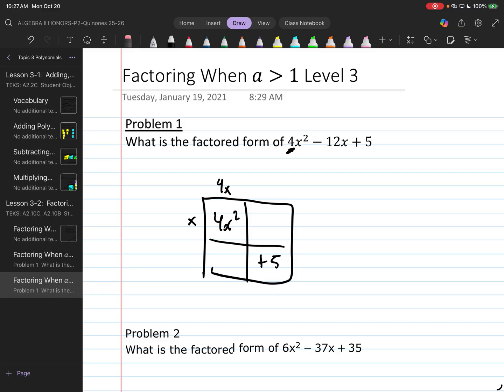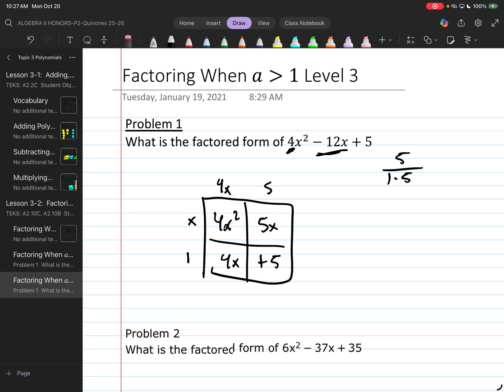What two numbers multiply to give me 5? Sorry, I said 1 and 5. What numbers multiply to give me 5? 1 and 5. Right. Okay, so then that means I have to figure out whether positive 5 goes here or positive 1 goes here. Okay, we'll end up with 5x and 4x.